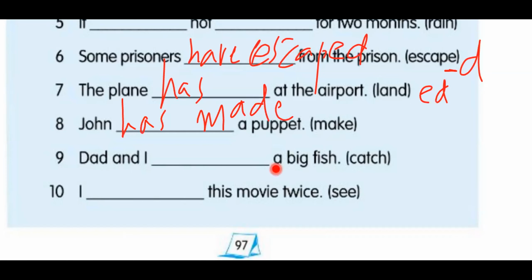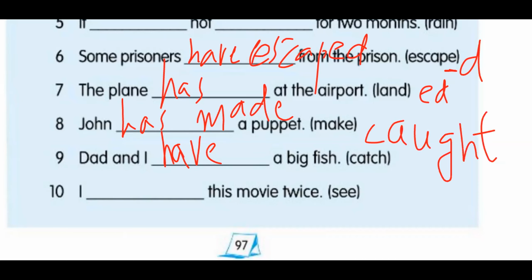Dad and I dash a big fish. Catch will become caught. A big fish. Caught. Okay, what will the form of catch become? Caught. Okay, irregular verb. Dad and I have caught a big fish. Have. Okay, I is singular but still have is used. Yes, two people are there, right? Dad and I. With I pronoun we use have and not has. Okay, Dad and I have caught. C-A-U-G-H-T. Dad and I have caught a big fish.